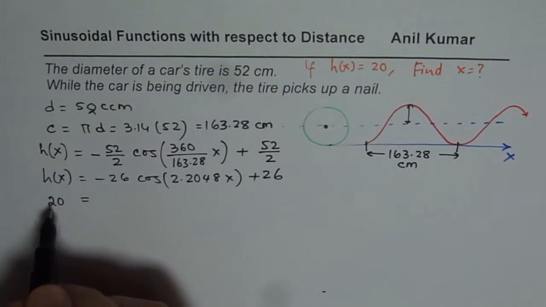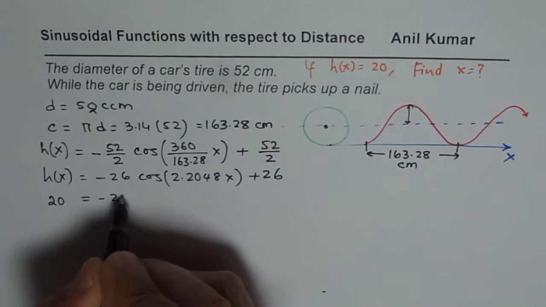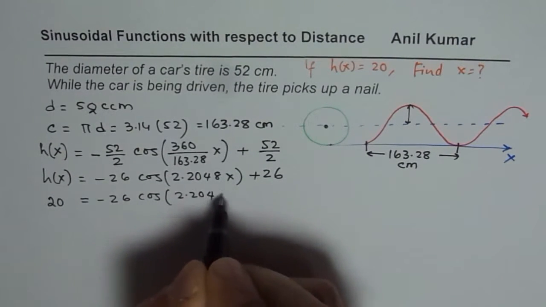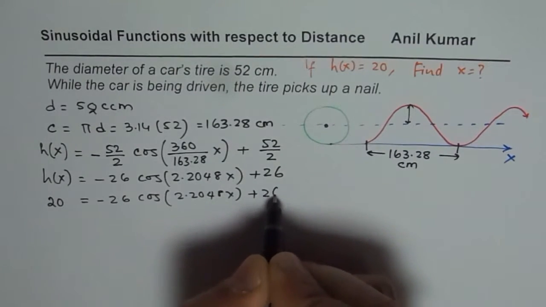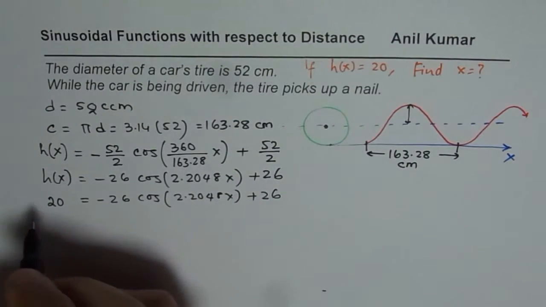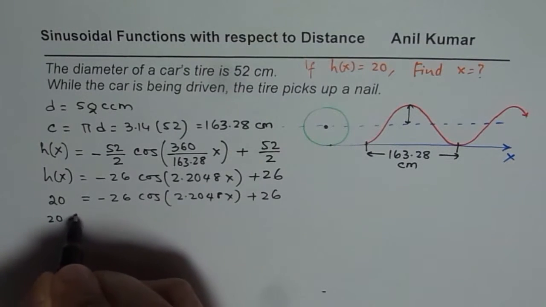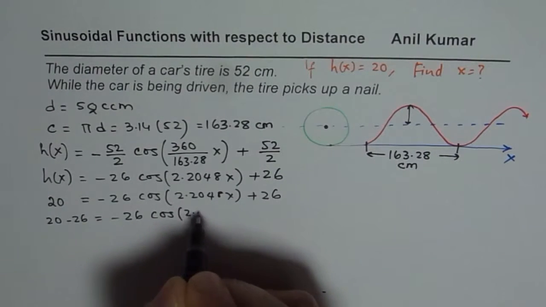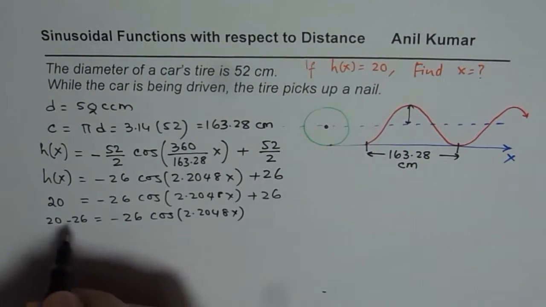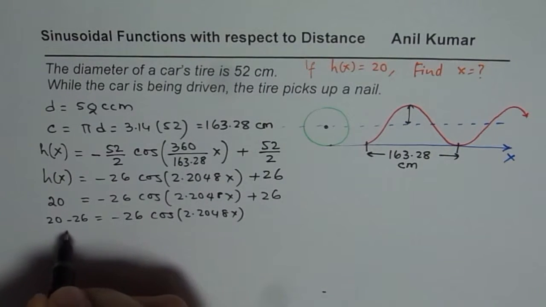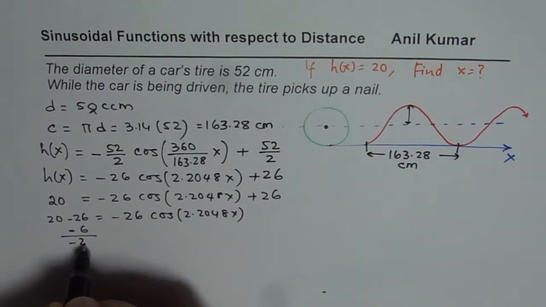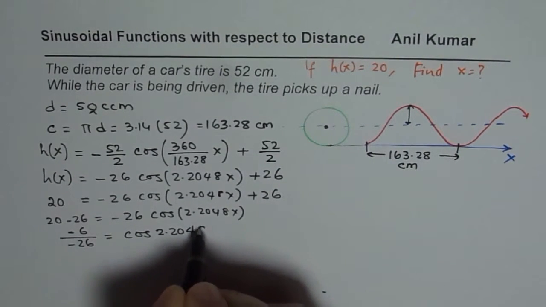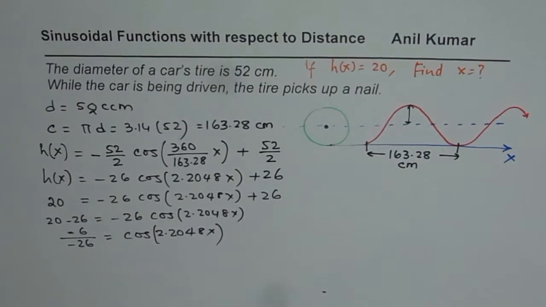So we are replacing the height of the nail with 20, and then we can write 20 = -26 cos(2.2048x) + 26. Now to find the answer, we have to take away 26 here. So we get 20 - 26 = -26 cos(2.2048x), which is -6 divided by -26. So we'll say -6/-26 = cos(2.2048x). So that is the equation.